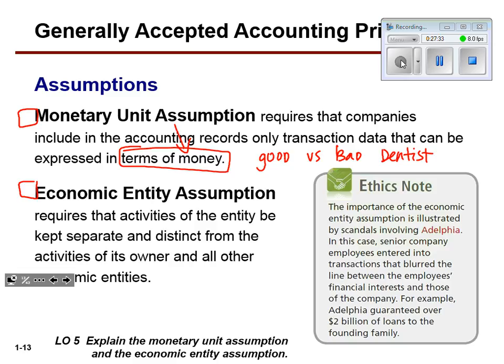The economic entity assumption, back to the gas example that Ira used, requires that activities of the entity must be kept separate and distinct from its owner. Kept separate is what you need to know there.